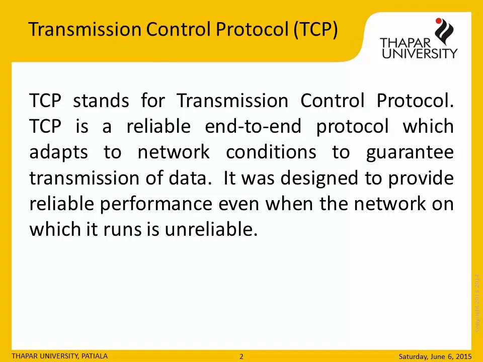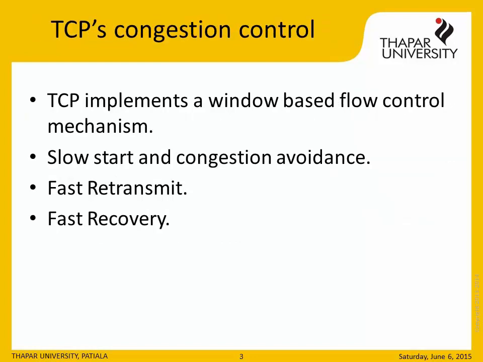To start with, we have the basic definition of TCP. TCP stands for Transmission Control Protocol. It's a reliable end-to-end protocol which is mainly designed for reliable performance even when the network on which it runs is unreliable. TCP mainly works for flow control, and in flow control we have the main part with the traffic flows, and at the event of congestion we take care of the part. So we have slow start and congestion avoidance phase.